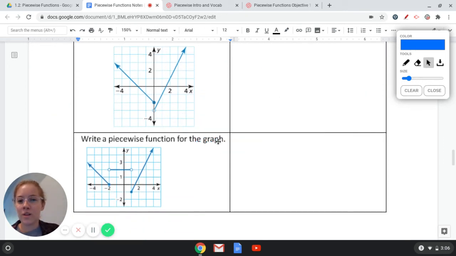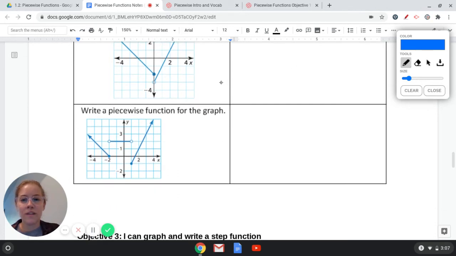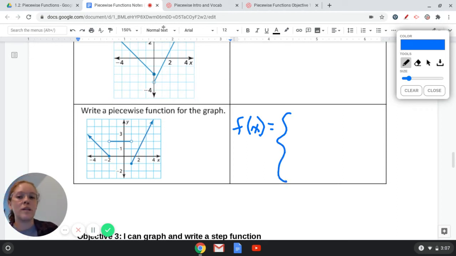Okay, so let's write a piecewise function for this graph. Notice that there are 3 separate sections, which means we're going to have 3 separate expressions in our piecewise function, and that's okay. So, f of x equals, all right, let's figure out our domains. Let's just go from left to right this time and just see how you can decide how to do it in the future on your own. So, this one goes from -infinity, and we stop at -2. So the domain for this one is x is less than or equal to -2.